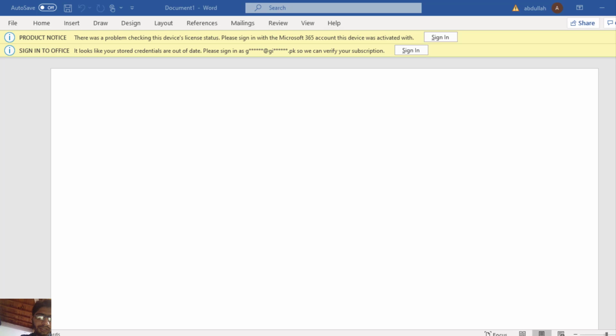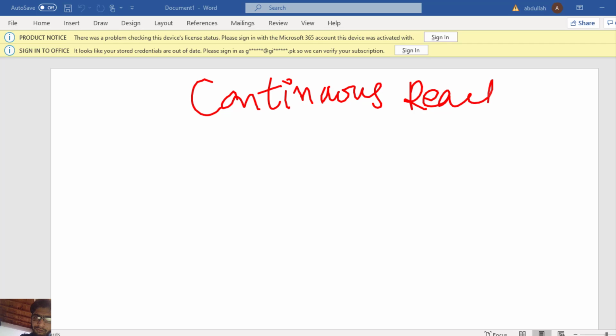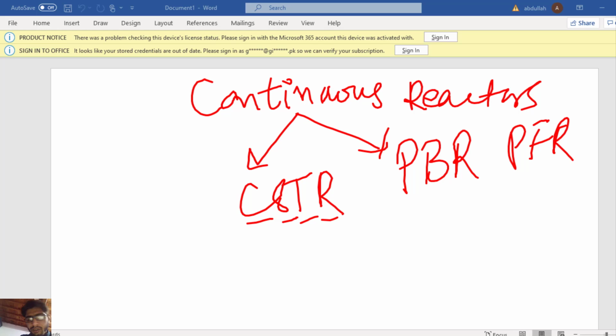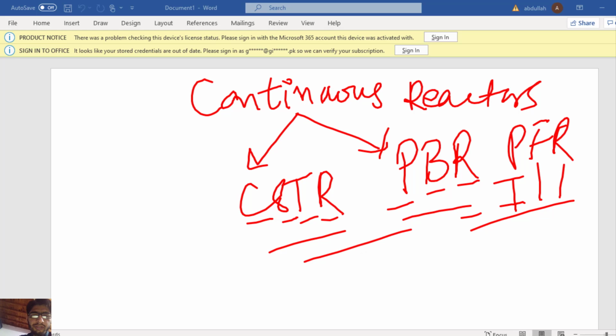In this lecture we will discuss the continuous reactor. Continuous reactors: the CSTR, continuous stirred tank reactor, the PBR, packed bed reactor, and the PFR, plug flow reactor. These are the three types. There are many types of continuous reactor. In this lecture we will discuss the continuous stirred tank reactor.